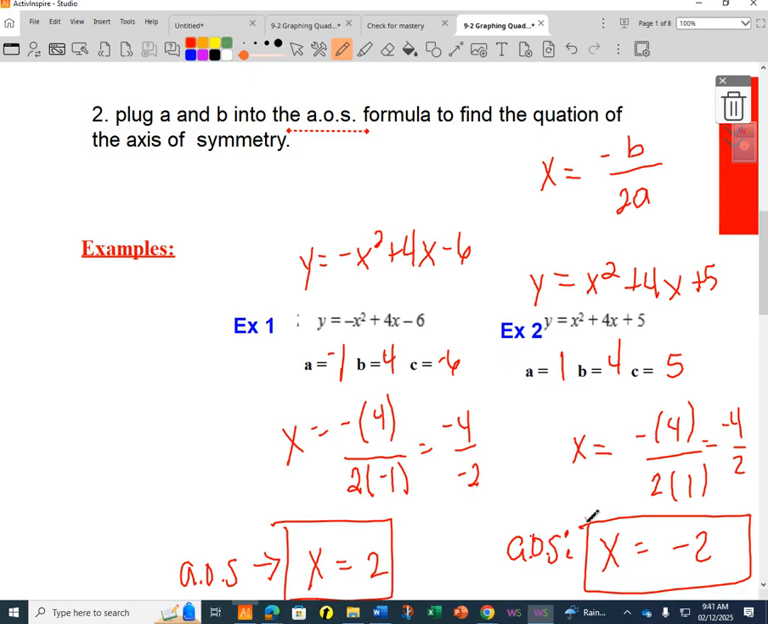The first one was positive 2, so that's positive 2 on the x-axis, to the right. So the axis of symmetry, we would graph in a dotted line through 2 on the x-axis. The axis of symmetry on example 2 is through negative 2, so x equals negative 2. So it's a vertical line through negative 2 on the x-axis.